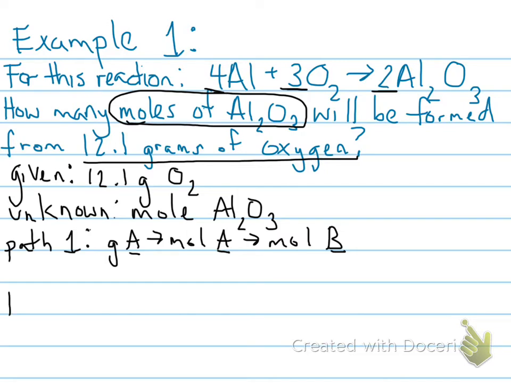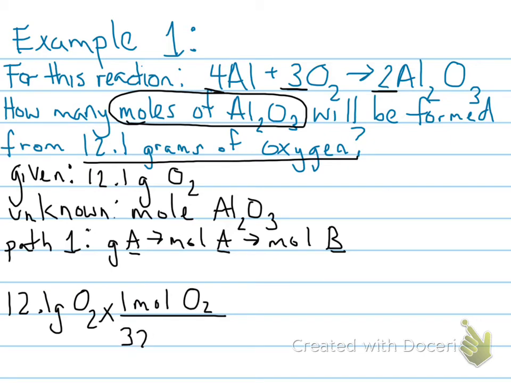Aluminum oxide will be our B. So we start with what we're given. That's the 12.1 grams of oxygen. And to convert from grams of oxygen into moles of oxygen, we do 1 mole of oxygen divided by the molar mass of oxygen. Make sure that when you calculate this molar mass, you do 2 oxygens. We have 2 oxygens. It's not just 1 oxygen atom. So at this point, notice our grams of oxygen cancel out, and we're at moles of oxygen.